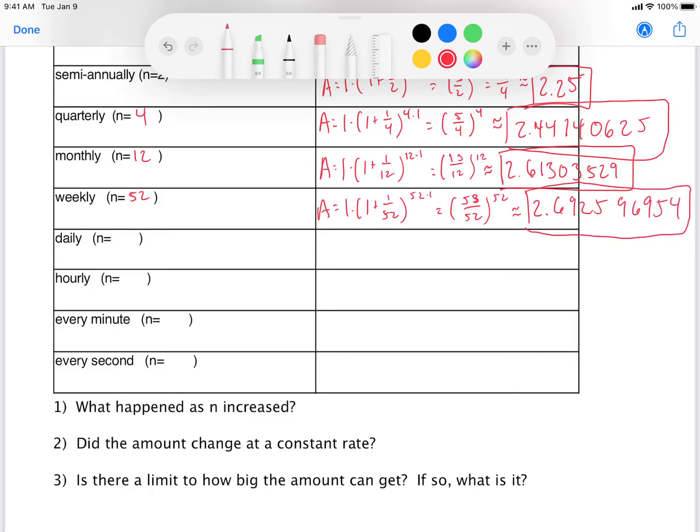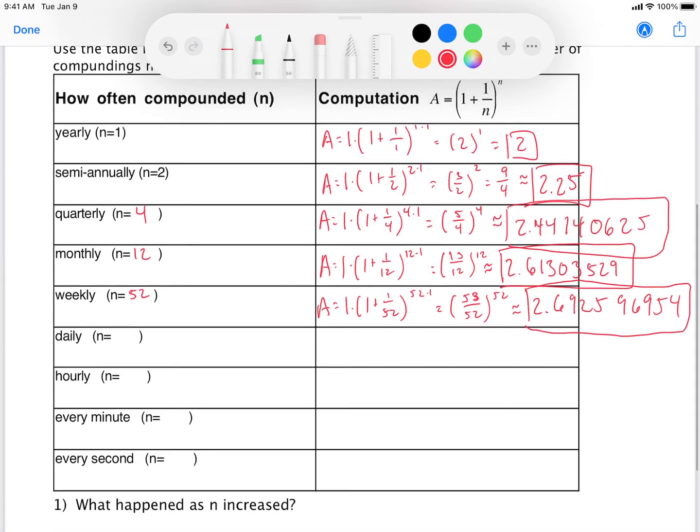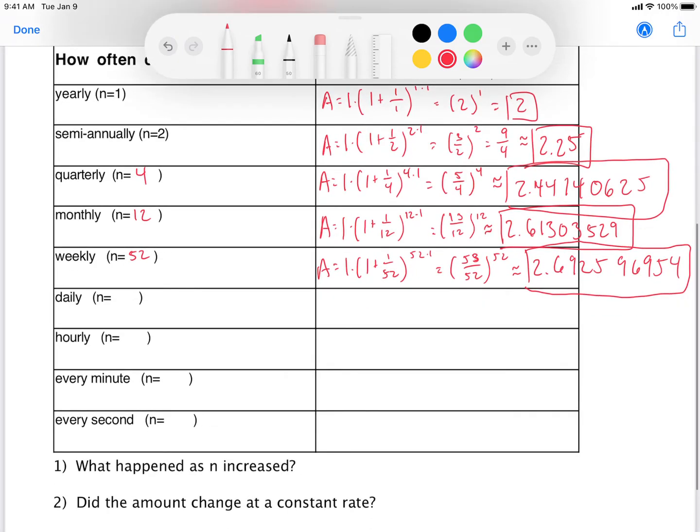So you notice that immediately, like when we first started doing this, the number of n, or the number of times it compounded, really made a huge impact on the increase in value. But you'll notice we're starting to slow down a little bit, right? So what about daily? What would be my n for daily? What would be the number of times it compounds in a year daily?